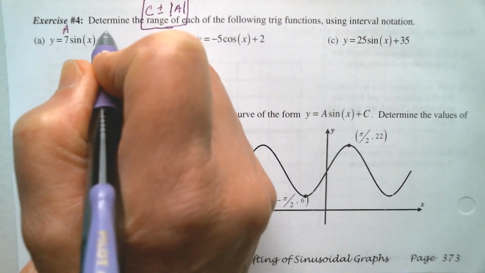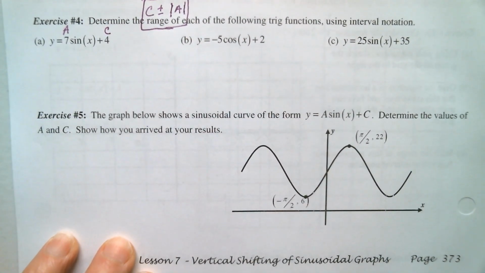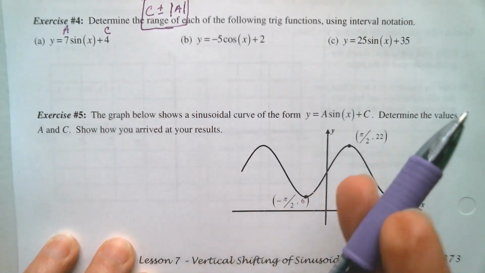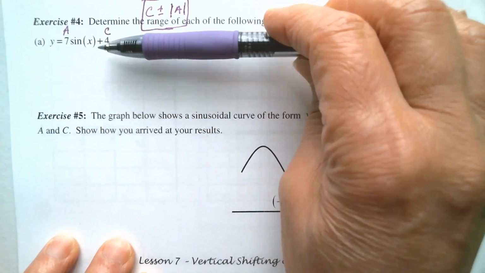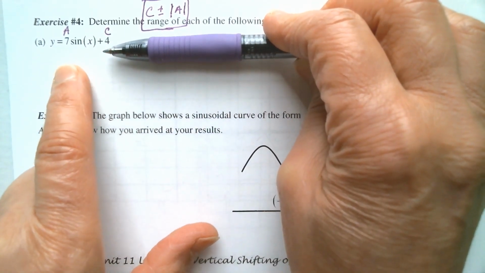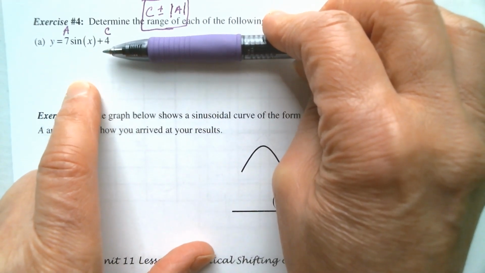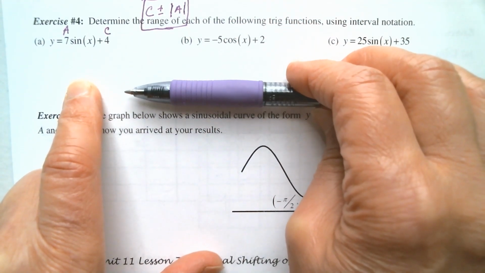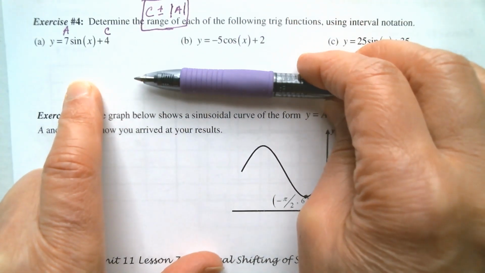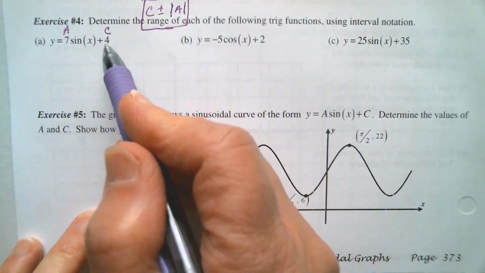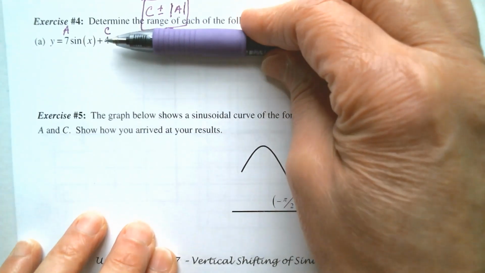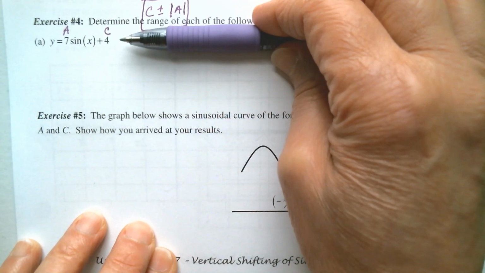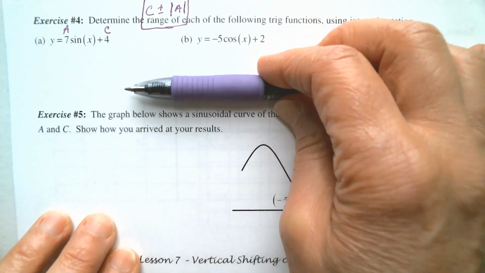A is 7, C is 4, in the equation y equals 7 sine x plus 4. So remember, think of the 4 as your midline, and the 7 is how high above and below the midline your maximum and minimum point is. So if we're at 4 and we add 7, we'll be at 11. And if we're at 4 and subtract 7, we'll be at negative 3.